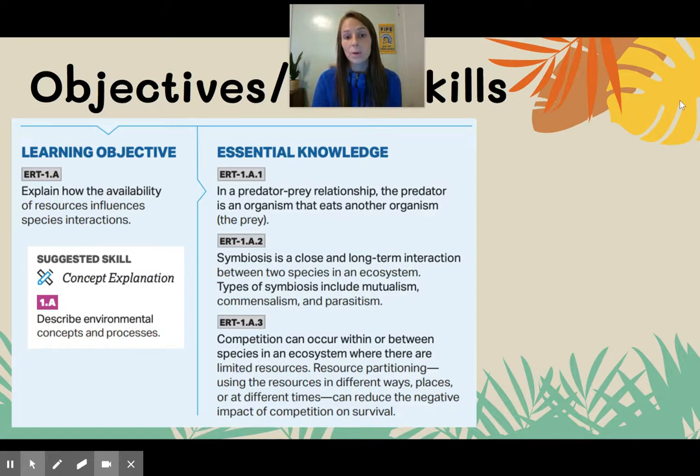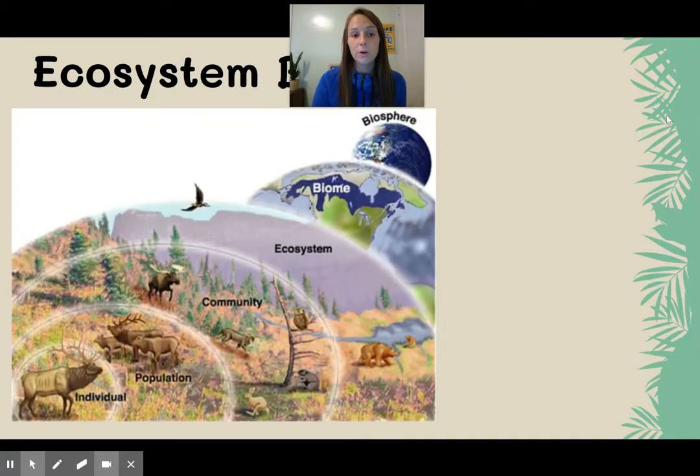Some of the knowledge that we're going to cover in these notes is learning about predator-prey relationships, symbiosis, which is two different species in an ecosystem. And then we'll learn about competition and resource partitioning. Now, by the end of this, the skill that you're going to get a chance to practice is describing environmental concepts and processes. So before we dive into ecosystems, we should start with some of the ecosystem basics.